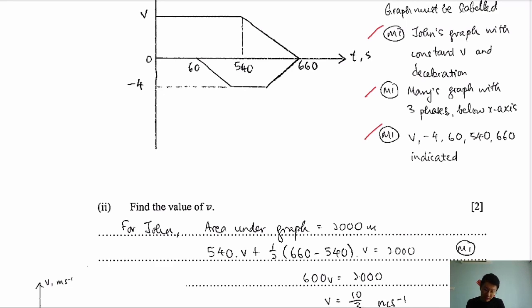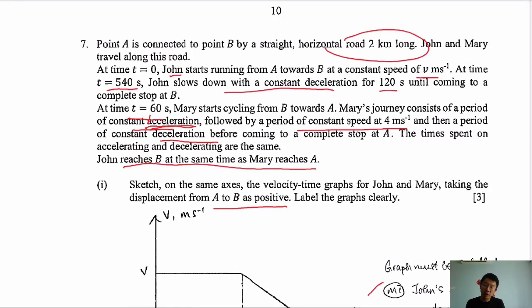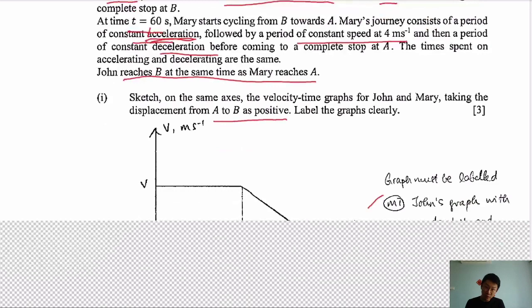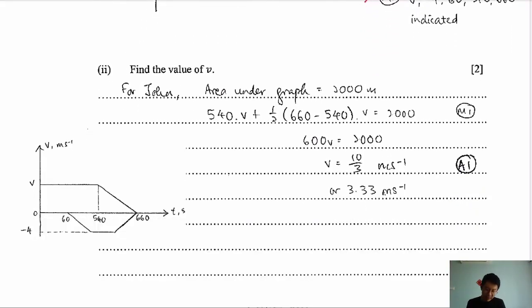From the question, it is already told that the distance of AB is 2 kilometers. So 2 kilometers means 2,000 meters. At the same time, what that means is the area under the curve for this one should be 2000. It is not difficult for us to find the total area under the graph.